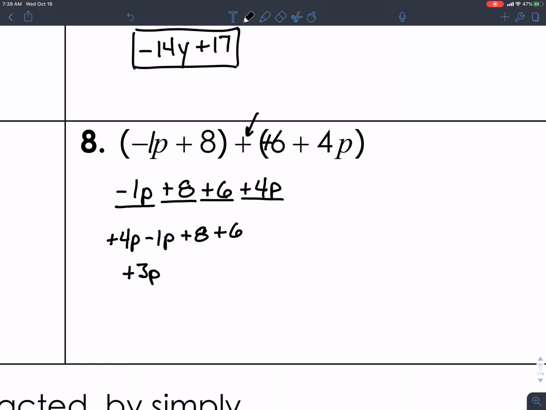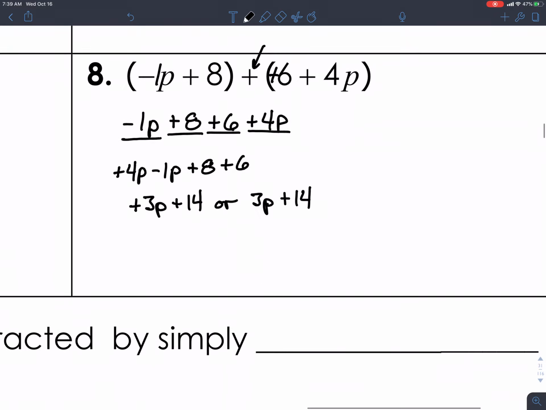Okay, so I've combined my like terms. 8 plus 6, that's an easy one, 14. Or you could write it as just 3p plus 14. Either one of those is fine, although the one on the right is a little more technically correct.